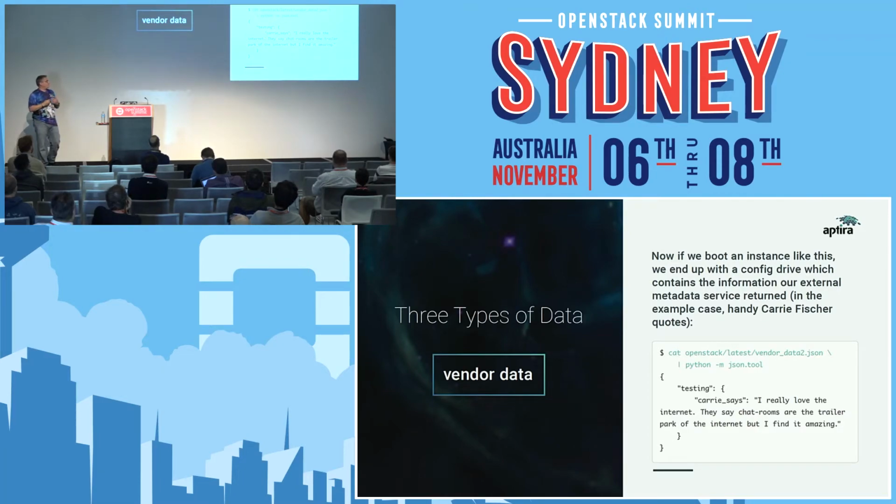So if we do this, what we end up with is a config drive that has a vendordata2.json file that contains whatever these external services return. And you can have more than one external service, which is why it's namespaced like this. So my little example, for instance, returns useful Carrie Fisher quotes. And so, my testing service says, Carrie says, I really love the internet, etc.